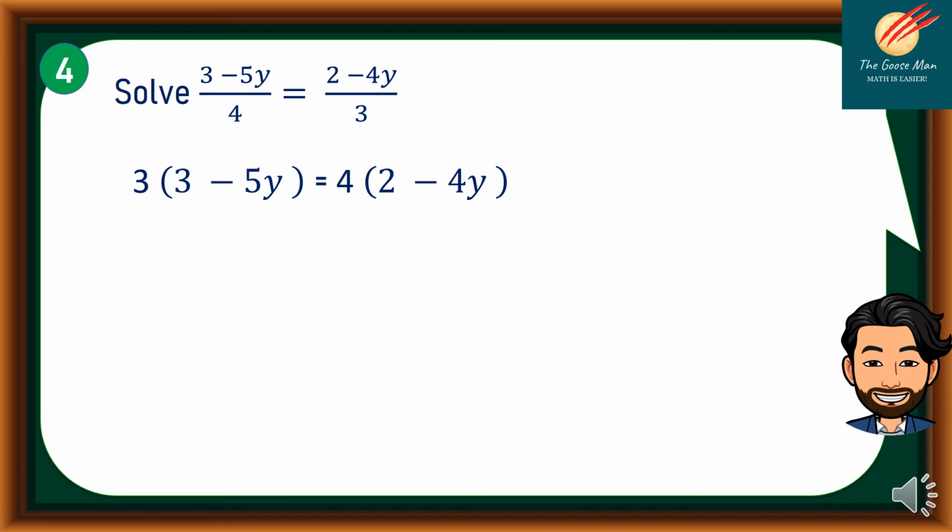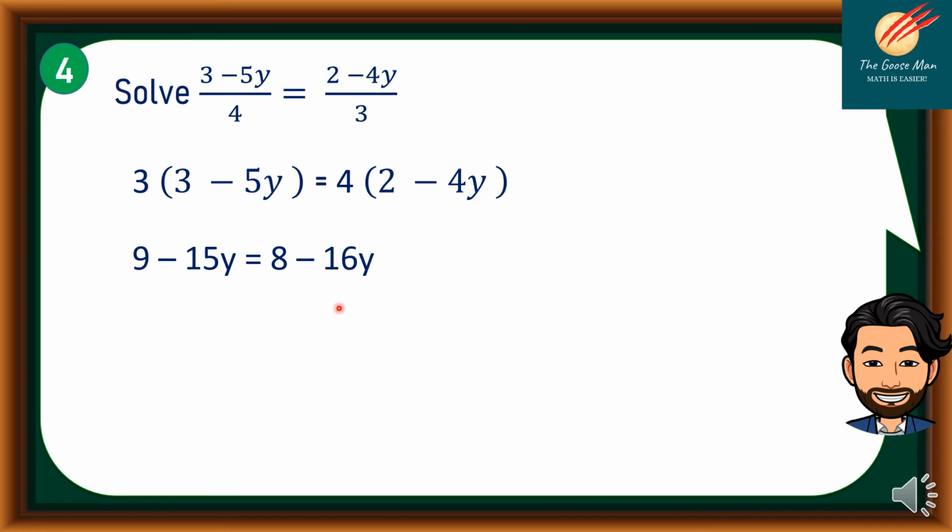Then we will distribute. So 3 times 3 will give us 9. 3 times negative 5y will give us negative 15y. Then we have 4 times 2 will give us 8. Then 4 times negative 4y will give us negative 16y.